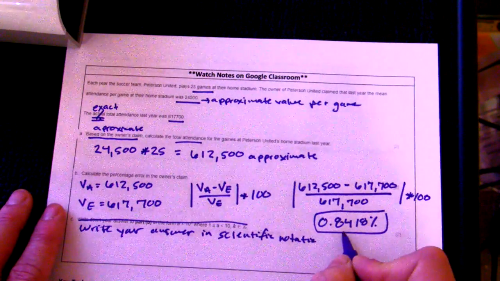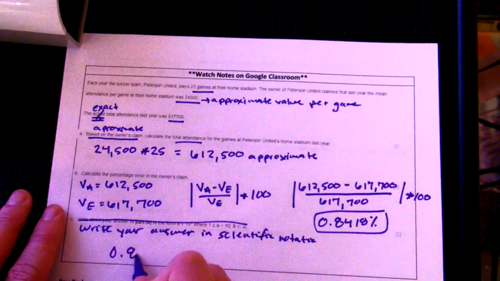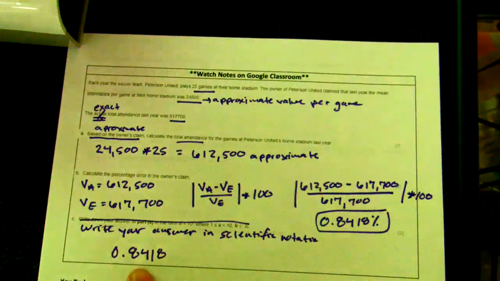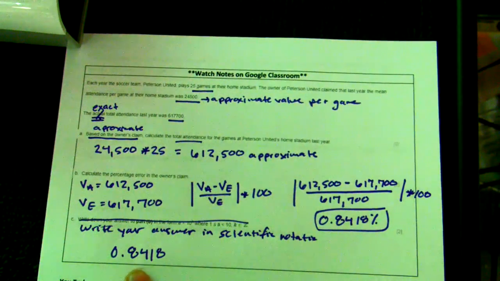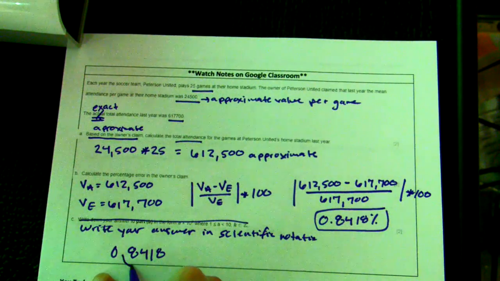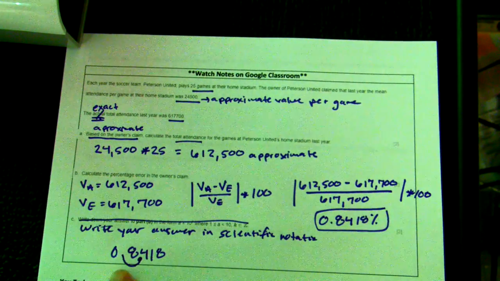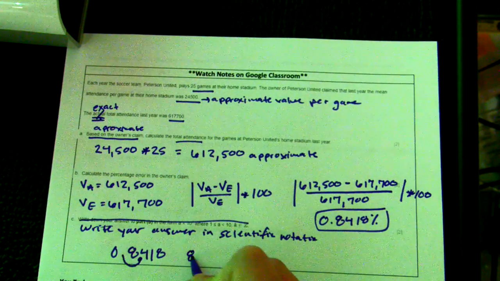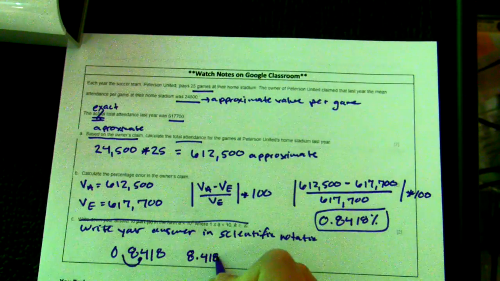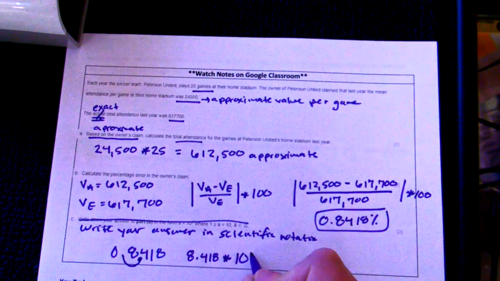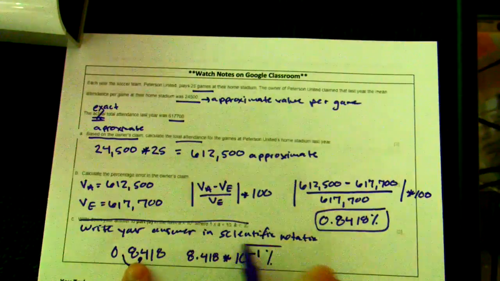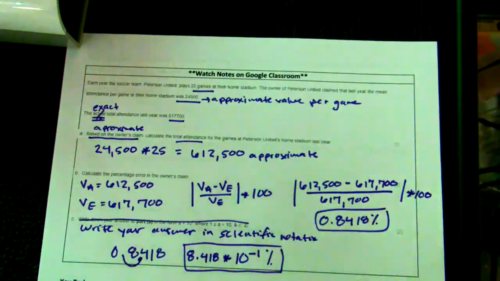Okay, so I've got my answer here of 0.8418. This is a really, really small number that I want to make into a larger number. So I'm going to move my decimal point 1 to the right. And because I started at a really small number, it's going to be 8.418 times 10 to the negative 1. And that is my final answer.